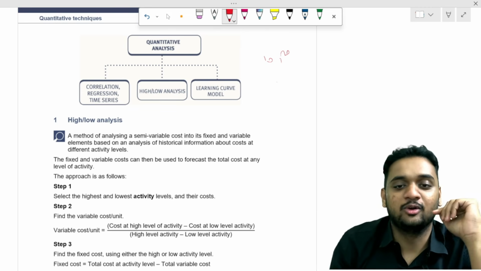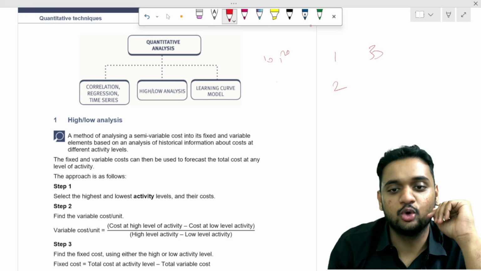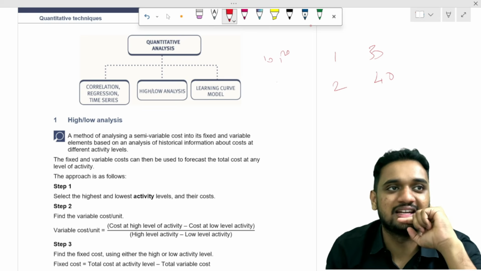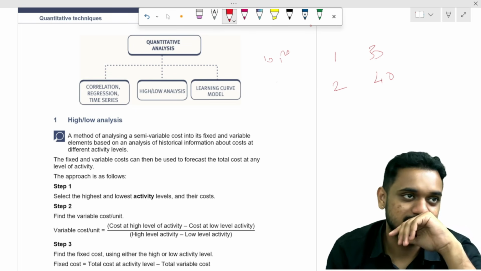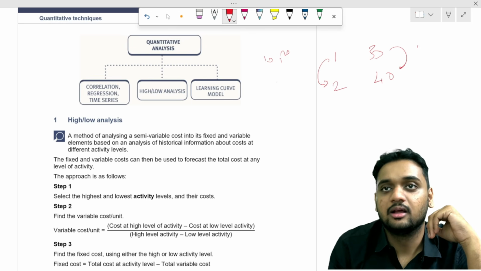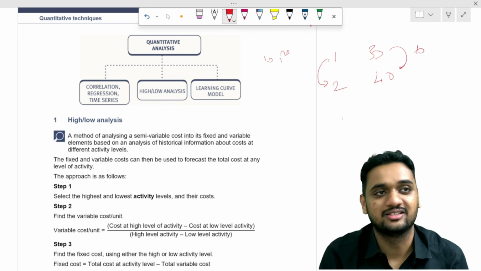If I produce 1 unit, it is 30. If I produce 2 units, it is 40. For producing 1 extra unit, how much extra am I incurring? 10. That is my variable cost. To produce 1 unit extra, I am incurring an extra 10 rupees. So my variable cost here is 10 rupees.